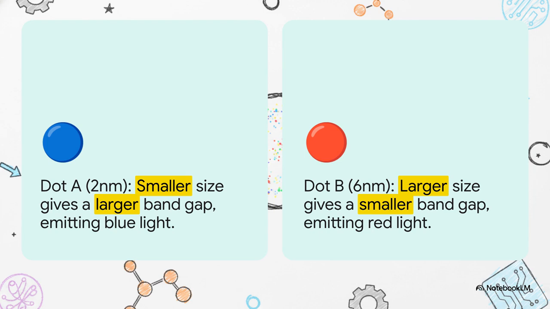The model answer here requires you to clearly state the logical flow. Let's break it down. Dot A's smaller size creates tighter spatial confinement. Following our physics rule from earlier, this results in a significantly larger band gap. And because the band gap is larger, the energy emitted when an electron drops back down is much higher. In physics, higher energy mathematically translates to a shorter wavelength, putting it right toward the blue end of the spectrum. Conversely, dot B is larger, so it has a smaller band gap and ends up emitting a longer, redder wavelength.